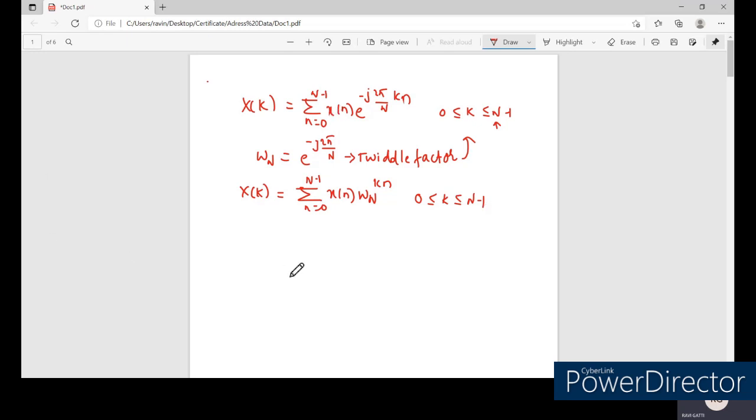So let us try to find out some of the properties which are associated with these Twiddle factors. The first property associated with Twiddle factors we call the periodicity property. What it says is that the periodicity property holds good for the fundamental period N. That is, omega_N to the power of (a + N), where N is the fundamental period of the given signal, can be written as omega_N to the power of a.